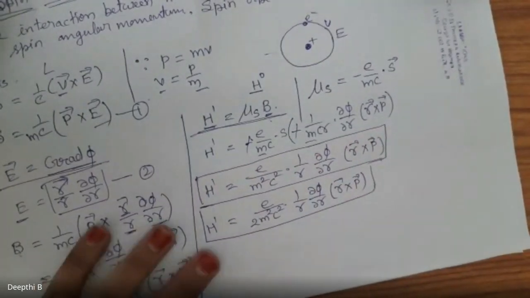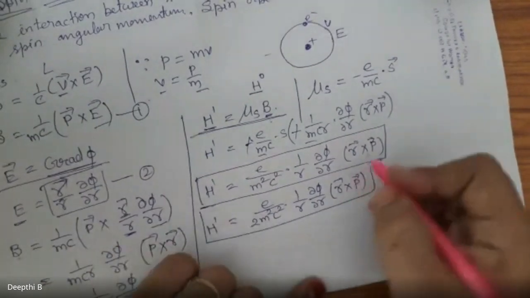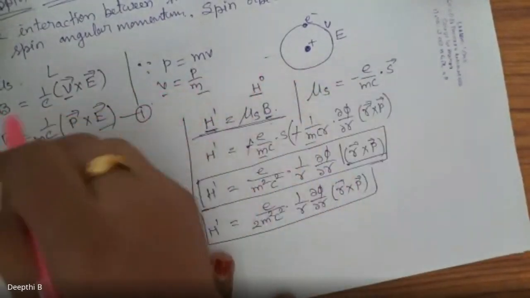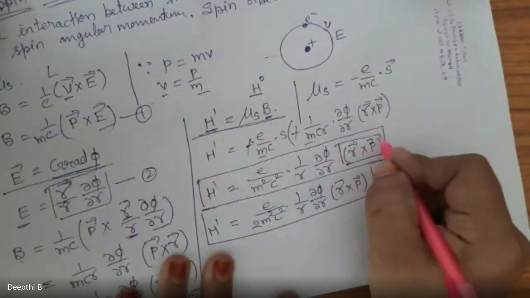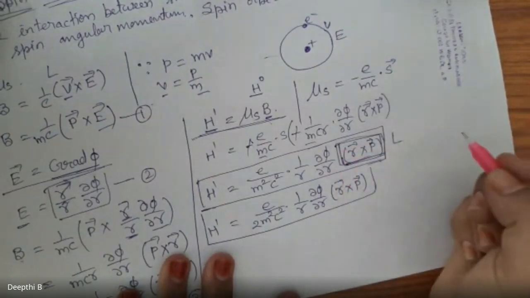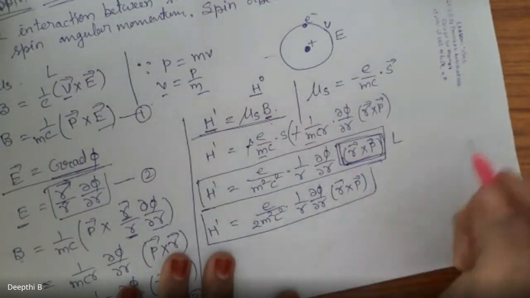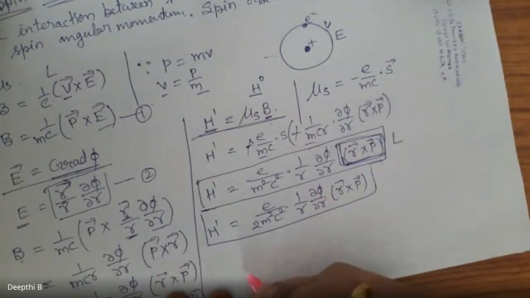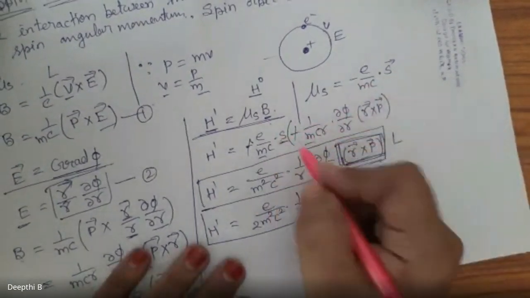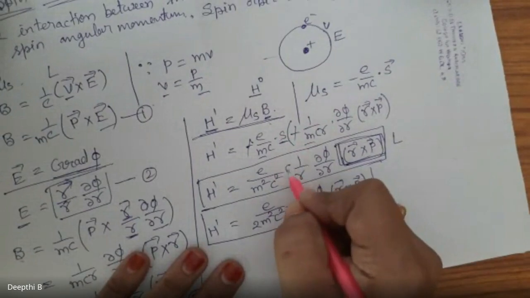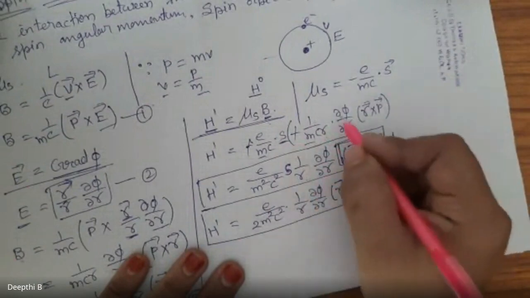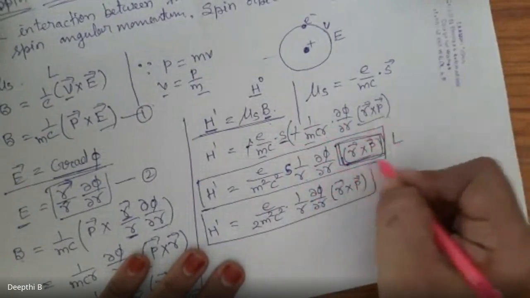One more thing: this r cross p, we are seeing LS coupling here. So that r cross p is L. And E by c, S is also there, students. I forgot to write S here. See, S is also there. So S, then 1 by r separately, then dou phi by dou r, then r cross p. r cross p is L.